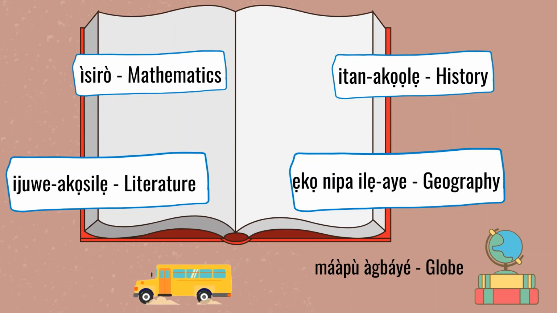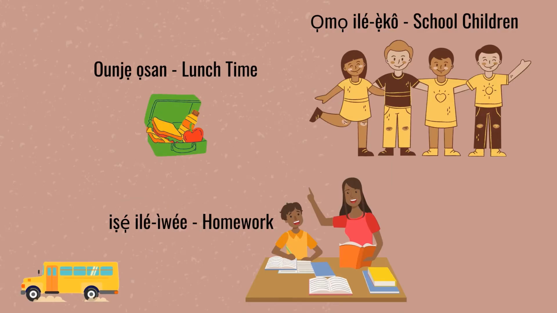So mathematics, literature, etc. Then we have miscellaneous things in school, right? We have omo ileko, so school children. Omo is children. Then we have onje osan. Onje is food. Osan is afternoon. So food of the afternoon, lunchtime.